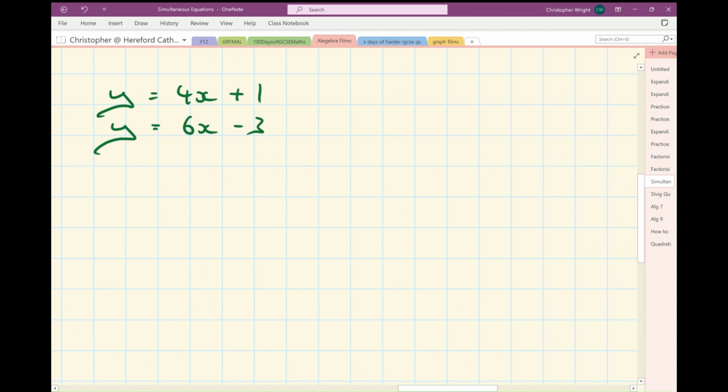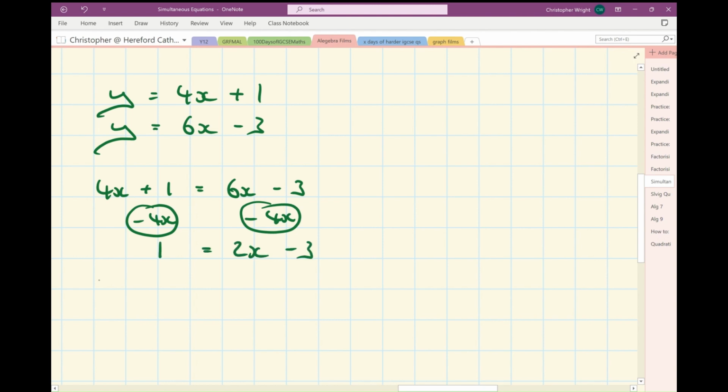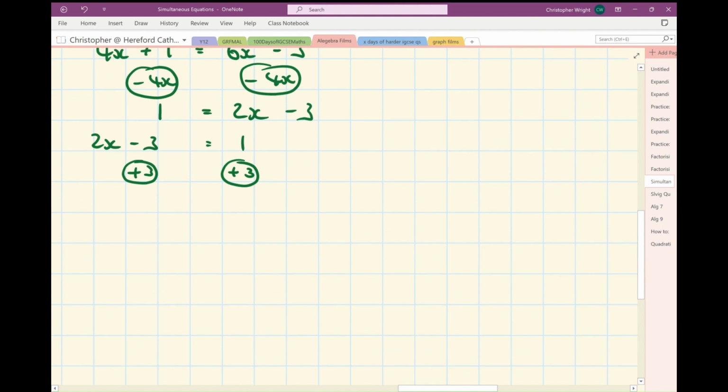Okay, y equals this and y equals that, so this equals that. Which side has the least x's? The left-hand side. So I've got 4x, get rid of 4x's by minusing 4x's from both sides. Leaves me with 1 equals 2x minus 3. Turn it around, 2x minus 3 equals 1. Add 3 to both sides, 2x equals 4. Divide both sides by 2, x equals 2.